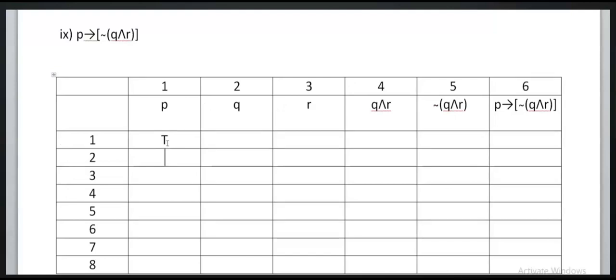Right here, 4T, 4F, next is double T, double F, and R is TF, TF, TF.